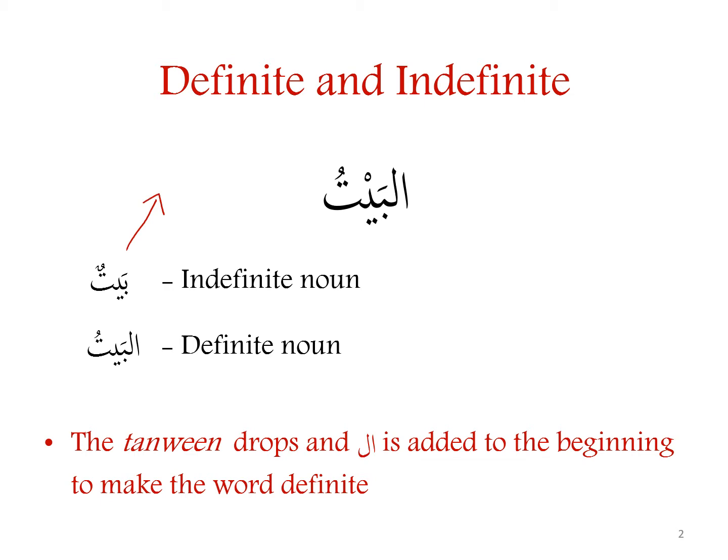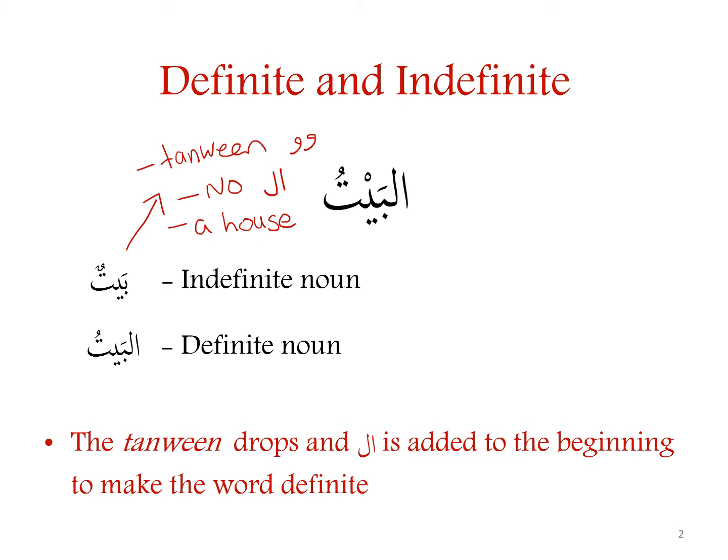How do we know? Because first of all it has a tanween on the end, or in this case a dhammatain. And also there is no definite article or alif lam at the beginning, the lam ta'rif. So by seeing that, we know that this is an indefinite noun straight away. And it means a house. The reason why we call it indefinite is because it's not referring to any specific house. It could be any house.